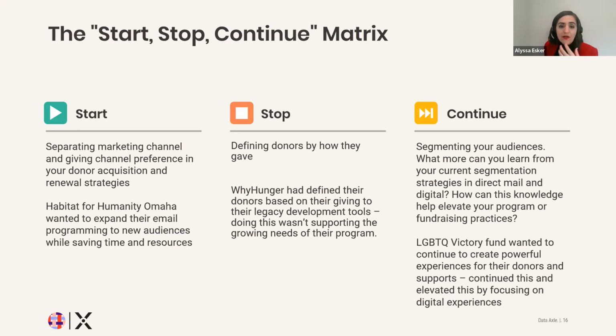So Why Hunger had kind of done what Amy is talking about. They've defined their donors by the legacy way that they gave and the legacy development tools that Why Hunger was using. And this wasn't working for them anymore. So they stopped doing that and putting them in these boxes or buckets and thinking about them more from the audience perspective than just the channel perspective.